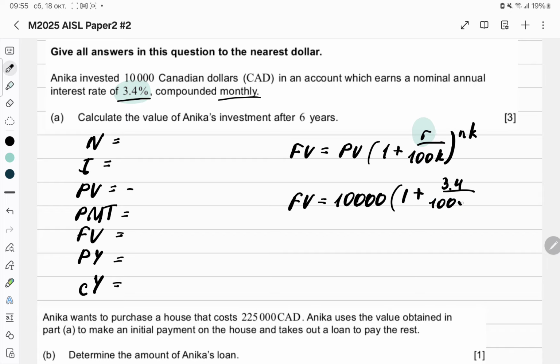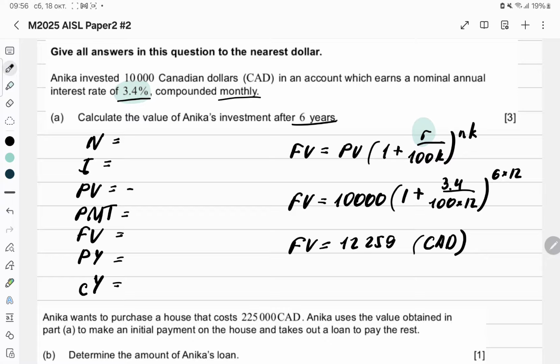Now divided by 100 multiplied by K. What is K? K for this case is the number of compounding periods. So it's 12. And 6, because it's 6 years, yeah? And multiplied by 12. Using your calculator, we get the answer of future value is equal to 12,259 Canadian dollars. This is the first option.